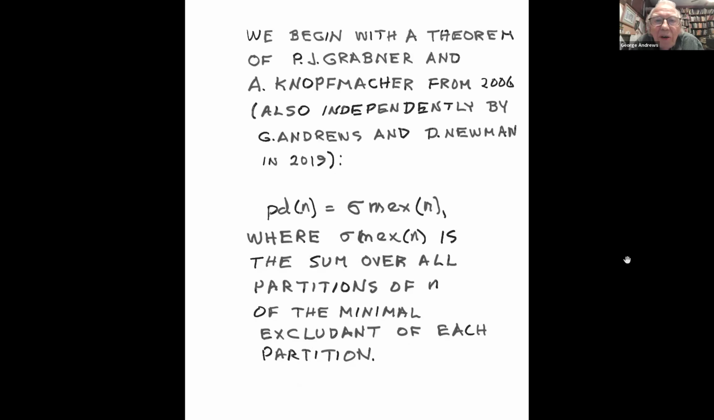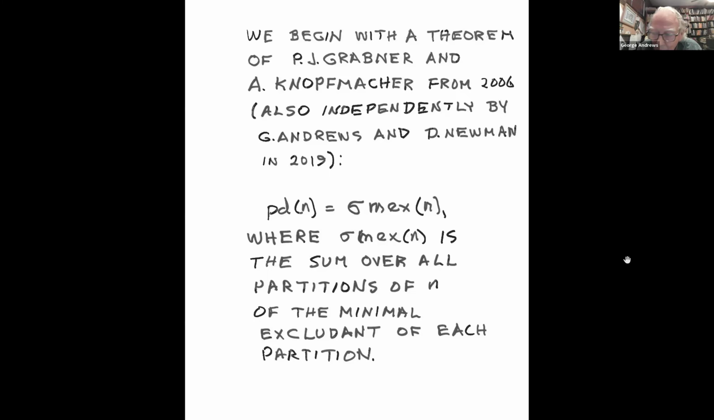So we begin with the theorem of Grabner and Nothmacher from 2006, which David Newman and I independently discovered more than a decade later, which is that the number of these two-color partitions of n is equal to sigma mex of n, where sigma mex of n is the sum over all partitions of n of the minimal excludant of each partition. The minimal excludant is the smallest positive integer that's not in a given partition.